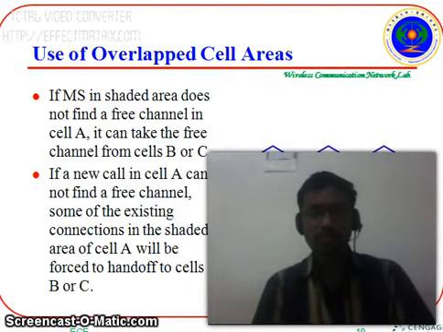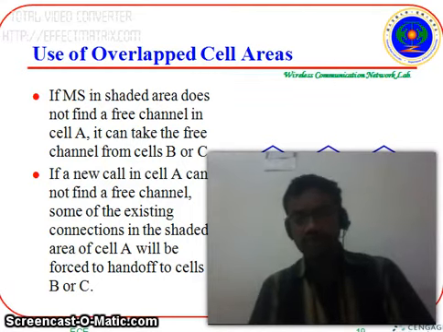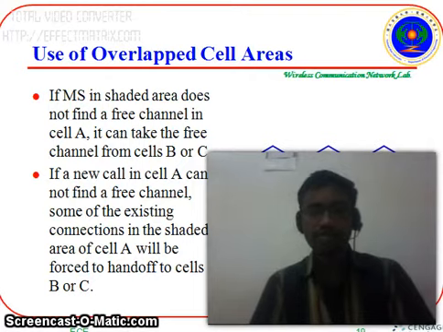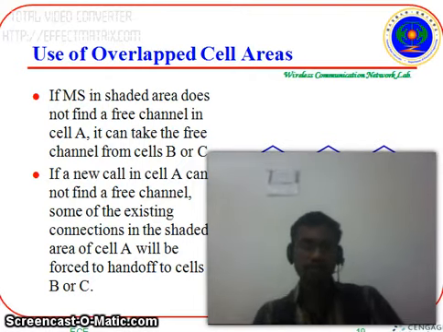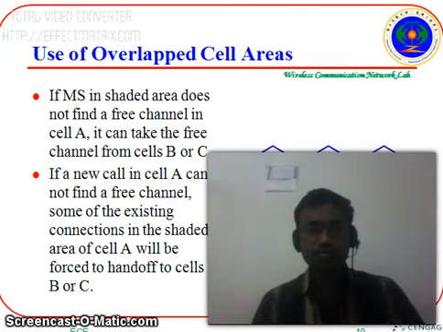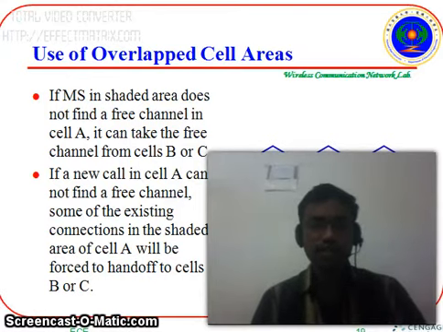Next one: overlap cells. Here cells A and C overlap, and B and A also overlap. Suppose you are in cell A, and you want to move to B or C; the handoff is very, very important. Suppose you do not have enough channels available in cell A; in that situation you can get channels from C or B.